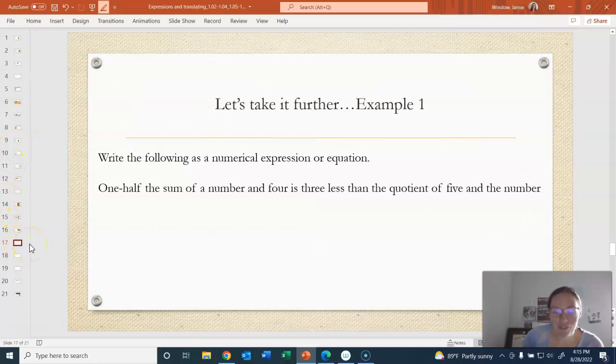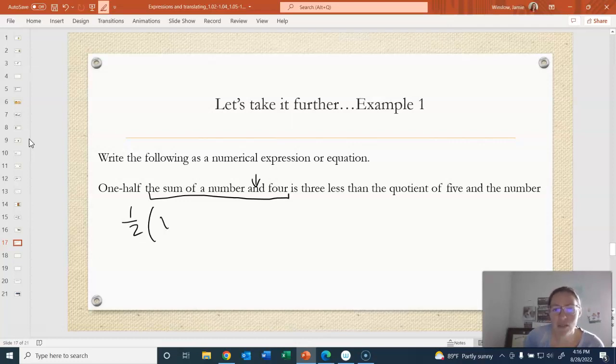So let's take it a little bit further. Let's write the following as a numerical expression or equation. Well, it's going to have a lot of things in it. 1/2 the sum of a number and 4 is 3 less than the quotient of 5 and a number. All right, that's a lot. Let's just kind of go as we read it. 1/2 the sum of a number and 4. So got to be careful. We're going to do 1/2 of all of this. This word and connects those two. So 1/2 of all of that.